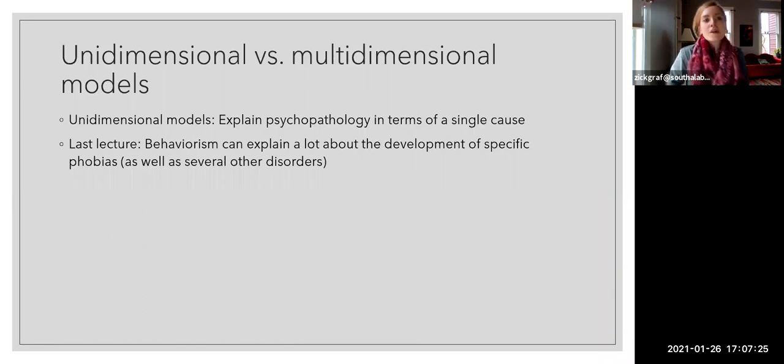Okay, so unidimensional models are like the ones that we talked about when we talked about the history of our understanding of psychology from ancient Greek medicine until the 19th century. These are models that, in general, explain psychopathology in terms of a single cause. So for example, behaviorism, the single cause that behaviorists used to explain psychopathology was environmental contingencies, so reinforcement or punishment in the environment, shaped an individual's behavior in a way that turned out to be deviant, distressing, dysfunctional, or dangerous.